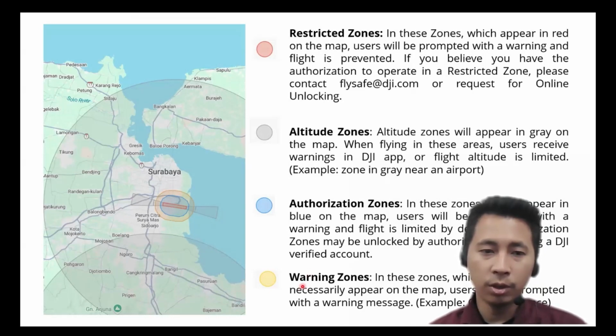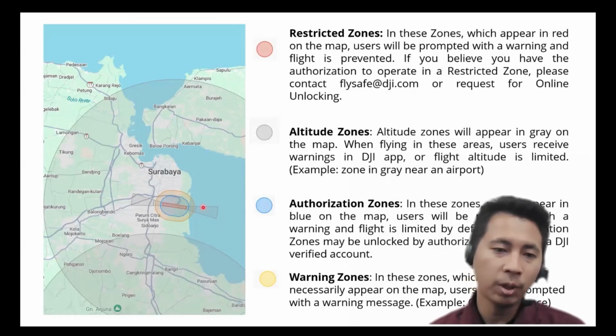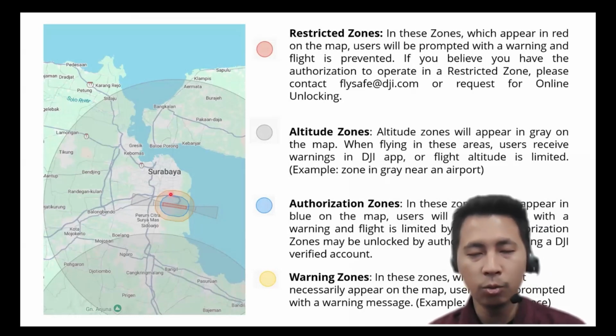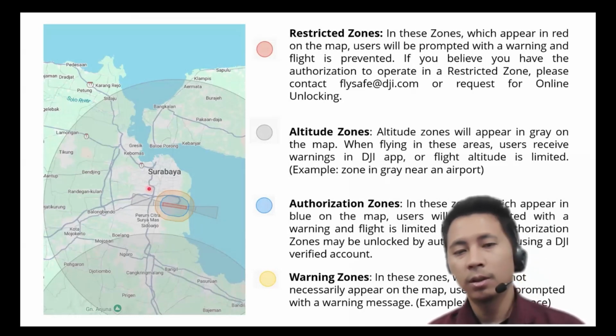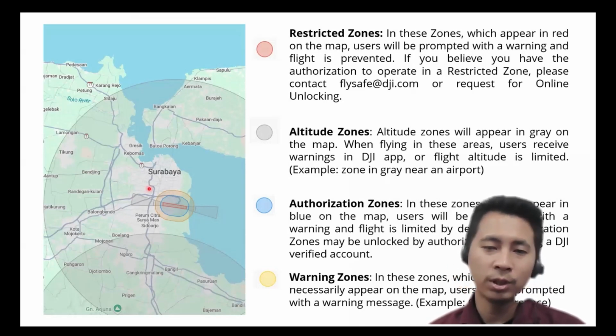And warning zones. Warning zones are the area around the authorization zones. The authorization zone is the radius of the airport. More than that are some warning zones. Sometimes we cannot see the warning zones, but in a warning zone you can still fly the drone. You have to be careful because it is really near the authorization zones.